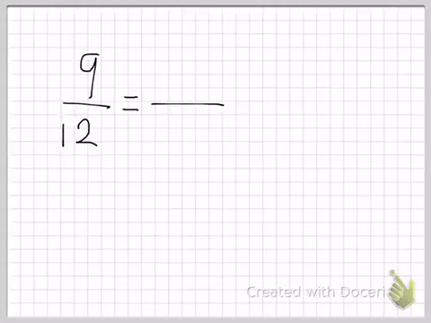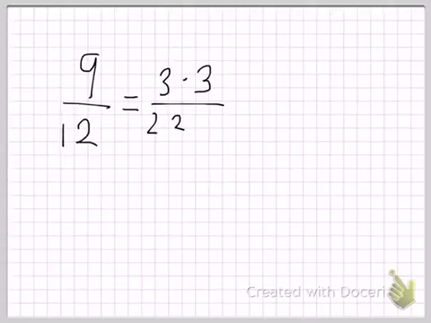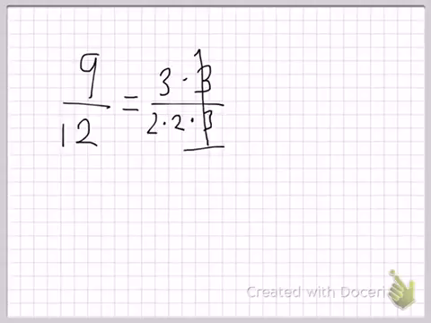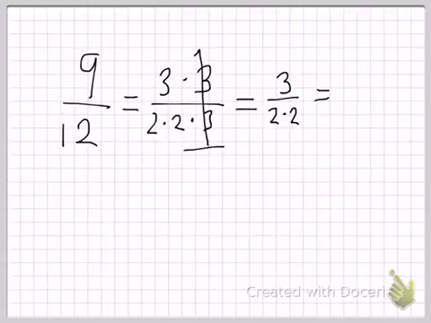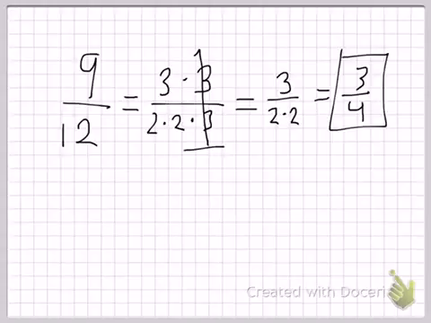So just a little reminder on what we did in class for reducing fractions to lowest terms. We did a couple different methods, but one of them that I like the best is the prime factorization. The prime factorization of 9 is 3 times 3. The prime factorization of 12 is 2 times 2 times 3. I see that the top and the bottom have a 3 in common, and that is a giant 1. It's our multiplicative identity. So if we take that out of the equation, we are left with 3/2 times 2, which is just 3/4. So your final answer would be 3/4.